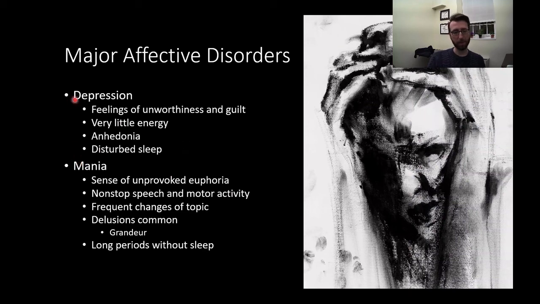People with bipolar disorder also exhibit periods of mania, which is an upstate, right? If depression's a downstate, mania is an upstate. This is a sense of unprovoked euphoria. They feel great. Non-stop speech and motor activity, so they're talking a mile a minute and moving around a lot, frequently changing from topic to topic while they're speaking. This can be accompanied by delusions, especially delusions of grandeur, that they're really onto something or they're doing something great, and they may go long periods without sleep. This alternates with periods of depression.